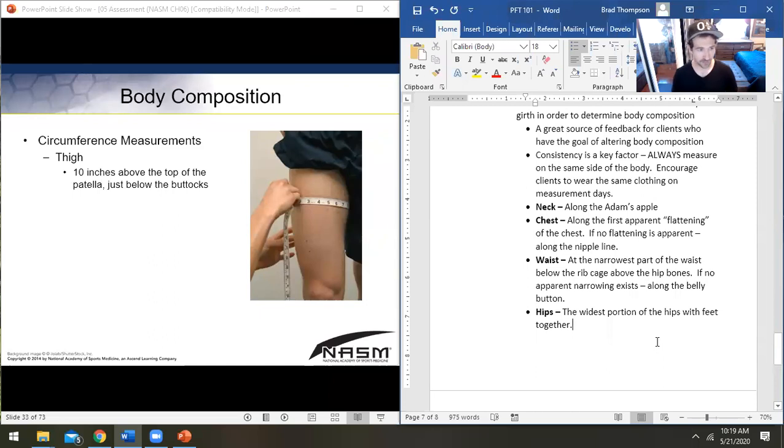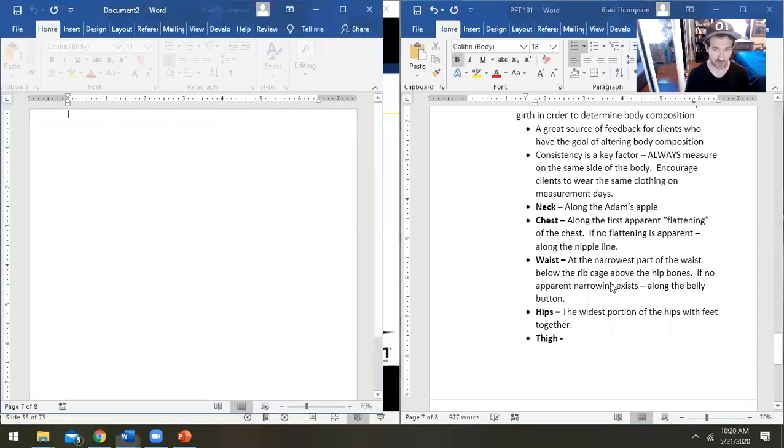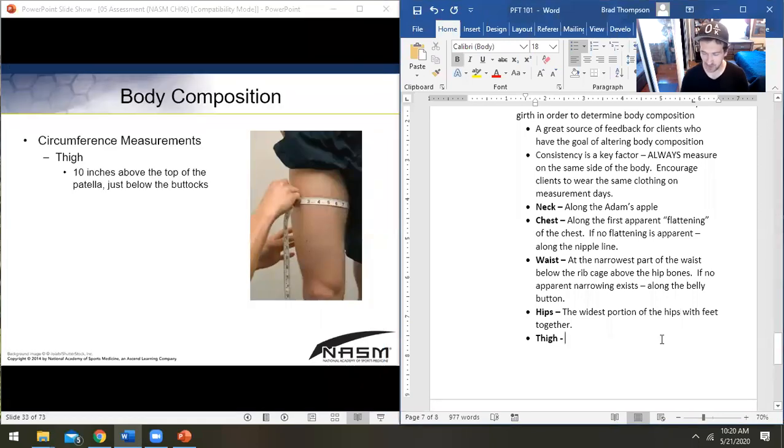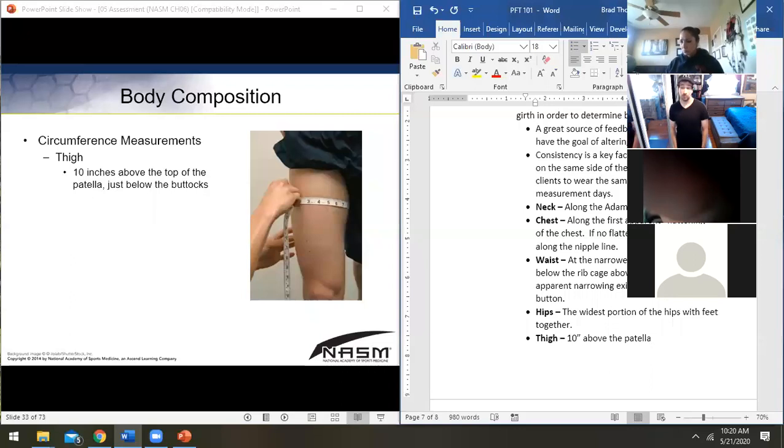Then we've got your circumference measurements at the thigh, which is going to be 10 inches above the patella. I will say this about 10 inches above the patella. That is the official place that NASM is recommending.